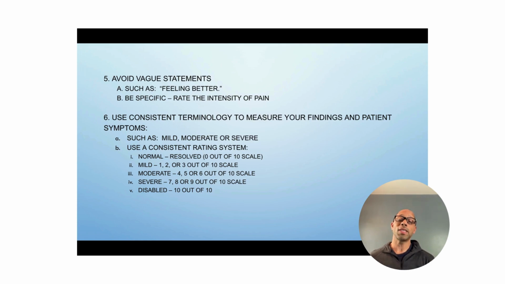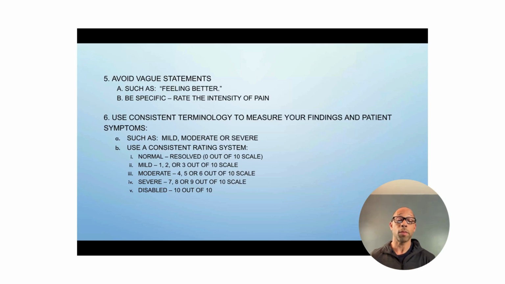And then use consistent terminology to measure anything too. So mild, moderate, and severe, you can use those. That's pretty common language. Or you can have a scale like right there. So normal is 0 out of 10. Mild is 1, 2, or 3 out of 10. Moderate, and so on. But if you're going to use this, be very consistent.